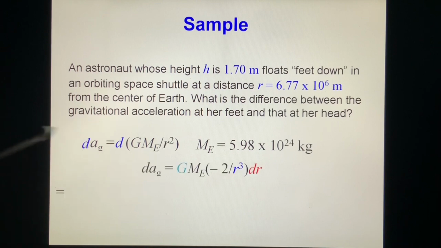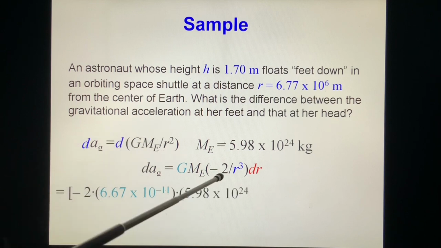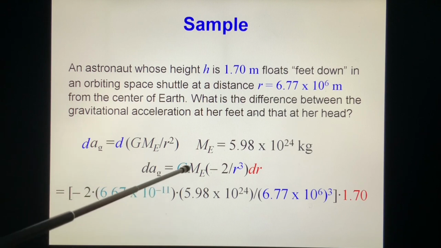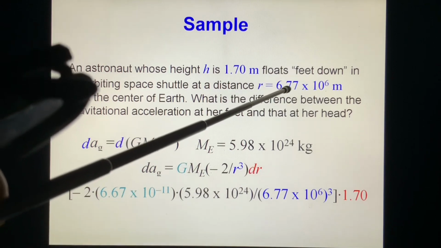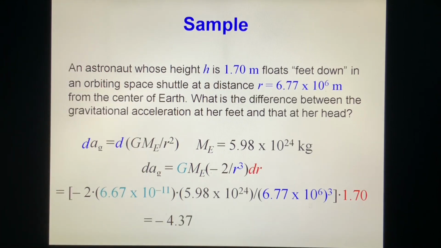So we do da equal to G M_E times the derivative of 1 over r squared, which equals minus 2 over r cubed, times dr. And what is the acceleration difference? This is G, this is the mass of Earth, r is this one, and dr is 1.7. We put these numbers in and get it. The acceleration difference is minus 4 times 10 to the minus 6 meters per second squared. Very, very small.